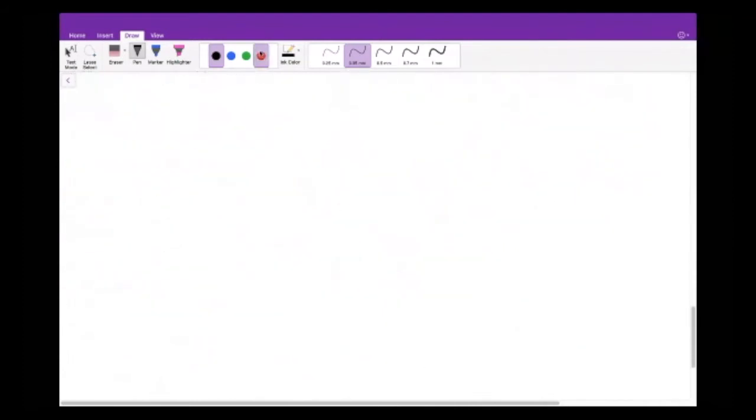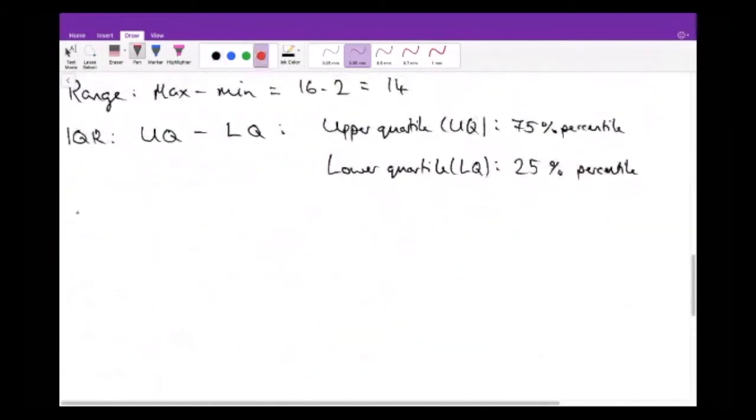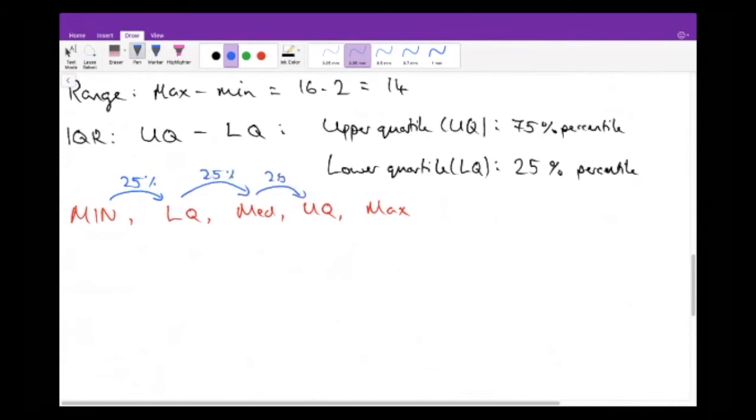So the way I always remembered it was that if we went, say, from our minimum, then lower quartile, then our median, then upper quartile, then our maximum, each of these goes up 25% of the data. So between the lower quartile and the upper quartile, there are 50% of the data. So that's what the interquartile range shows you: the middle 50%. Okay, and if we do that, we find that the interquartile range is equal to 11 subtract 5, which is 6.